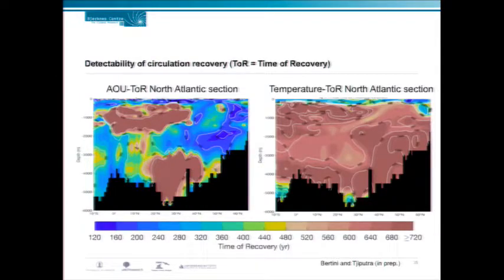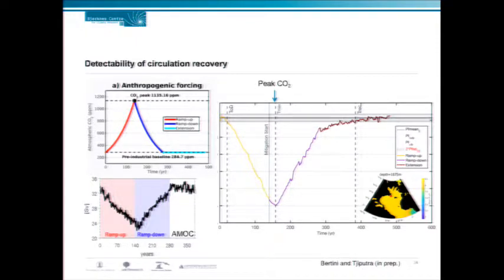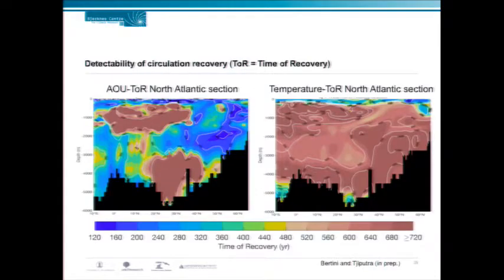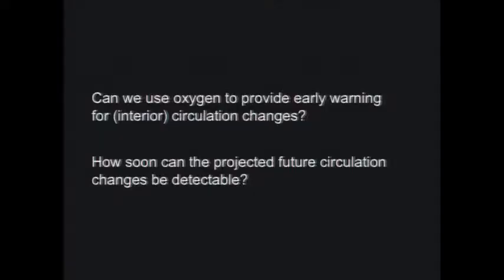From these simulations, we can see that for AOU, the recovery period is roughly about 300 years. So from the AOU, the ventilation region shows a recovery period similar to the expected, about 300 years. Whereas for temperature, they don't actually show a time of recovery until very far towards the end of the simulations. So the question again: can we use oxygen to provide early warning? Based on this exercise, I would argue we can.